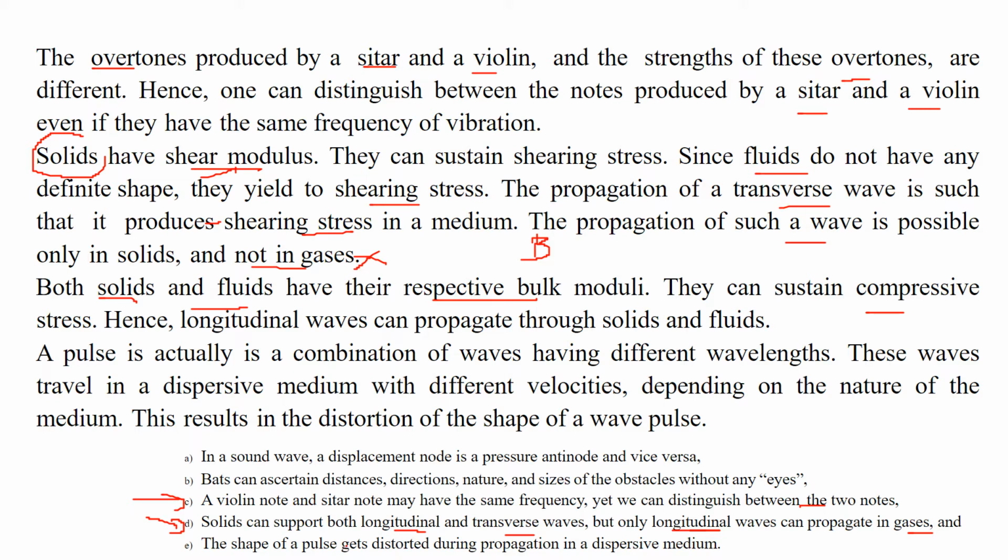The shape of the pulse gets distorted during propagation in a dispersive medium. So what is a pulse? This is nothing but a combination of waves having different wavelengths lambda. These waves travel in a dispersive medium with different velocities, and this depends on the nature of the medium also. So the result is the distortion of the shape of the wave pulse.